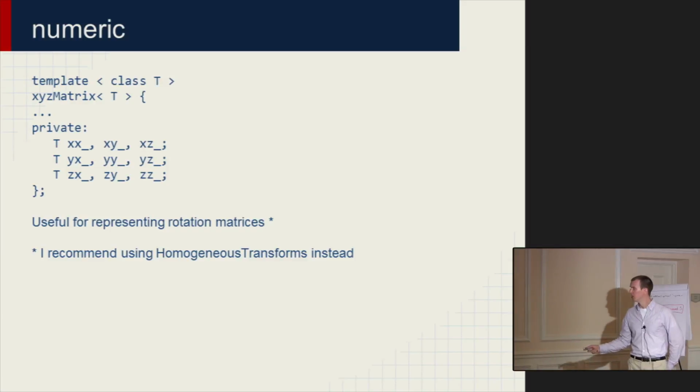XYZ matrix is similarly templated on its precision, and it gives you basically a 3x3 matrix. Useful for representing rotation matrices, though my personal preference is for homogeneous transforms. You'll see XYZ matrix used in the stub class if you ever go digging around in core kinematics.